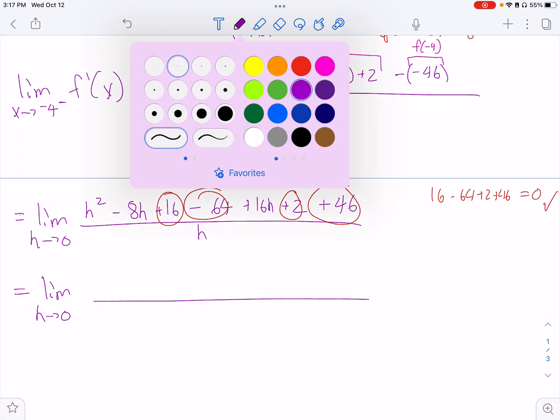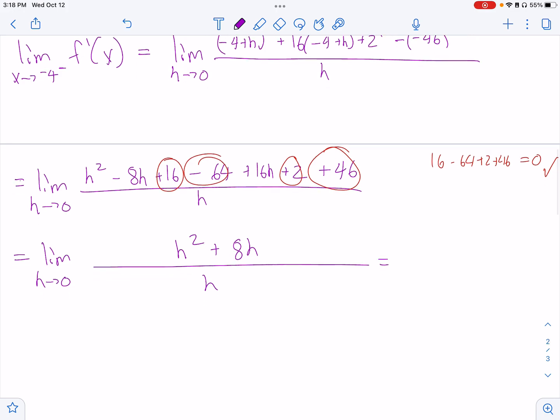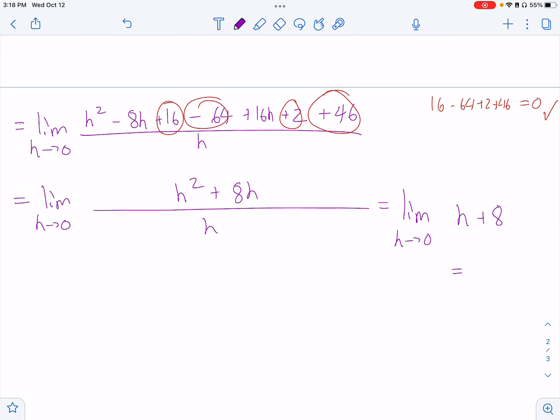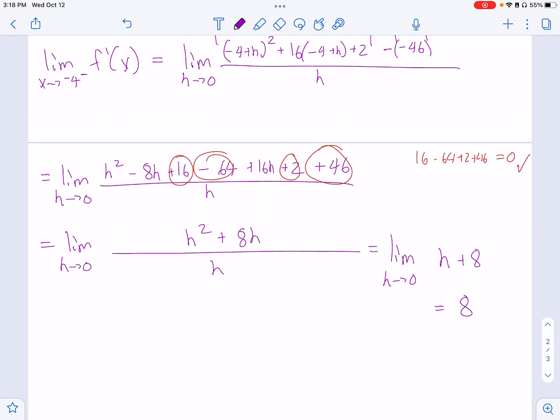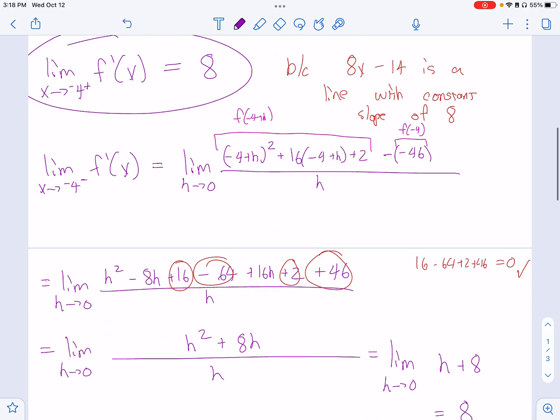So then I'm just going to combine the rest of the terms. h squared minus 8h plus 16h. I have h squared plus 8h all over h. Now that everything that doesn't have an h did cancel out, I have the limit as h goes to 0 of h plus 8. Now I can substitute, and that is 8. And that is the same derivative I got here.